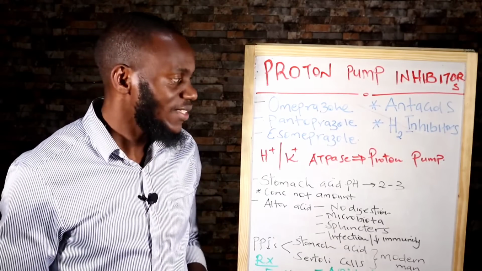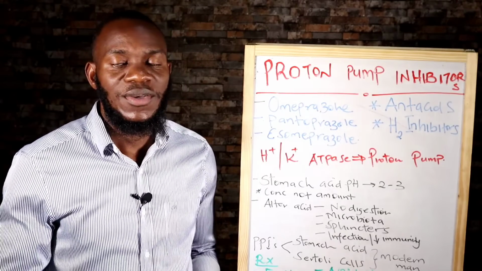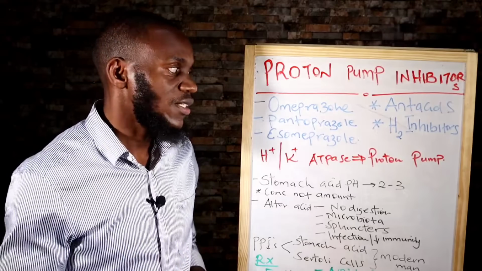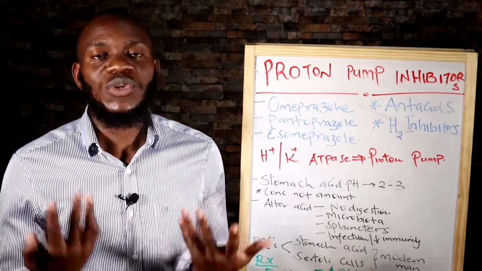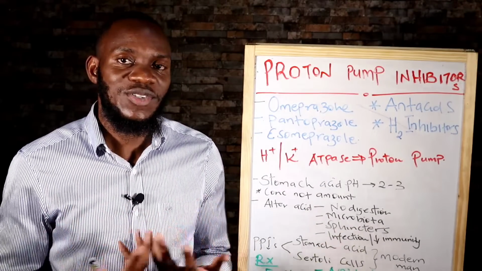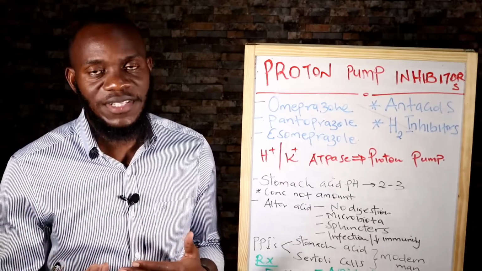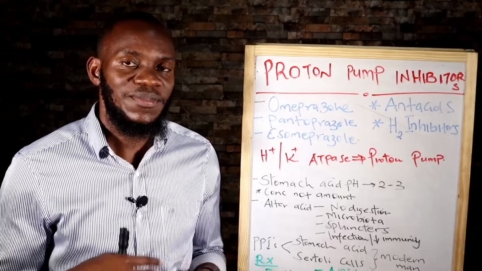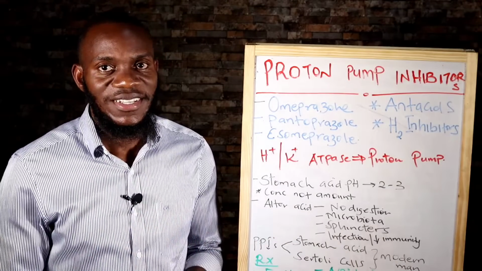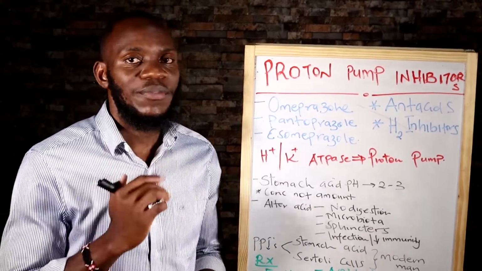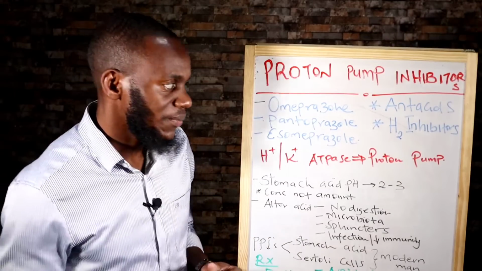So, ulcers are managed by three groups of drugs. Number one are the antacids, whose role is basically to neutralize the stomach acid because they are basic. Once you take them, they react with the acid and neutralize it. So basically, they raise the stomach pH towards basic.